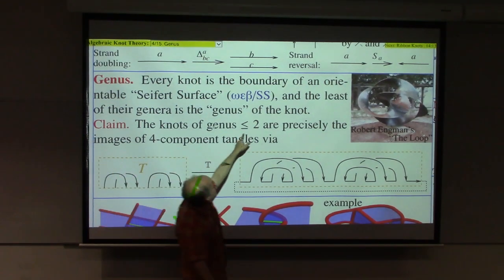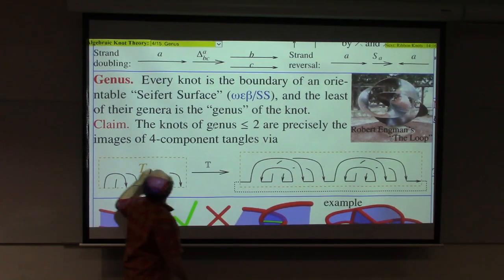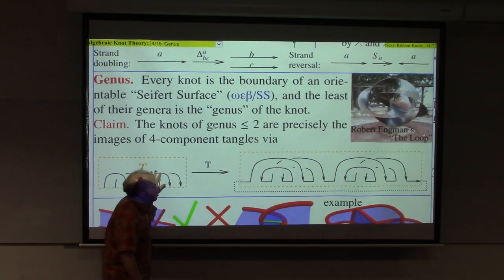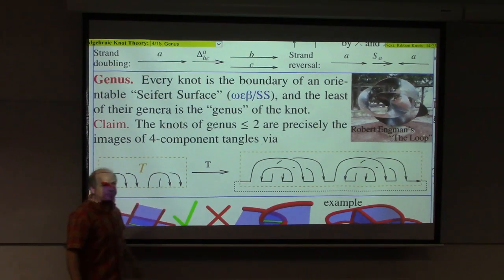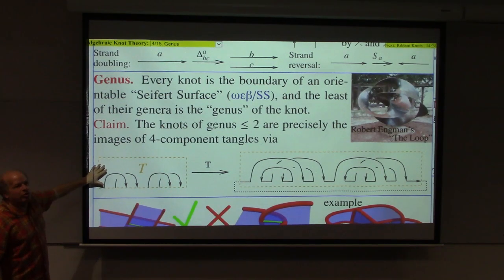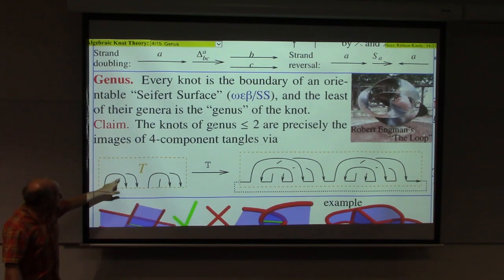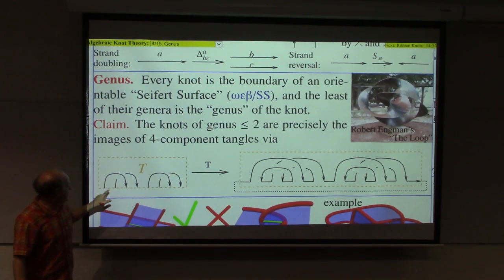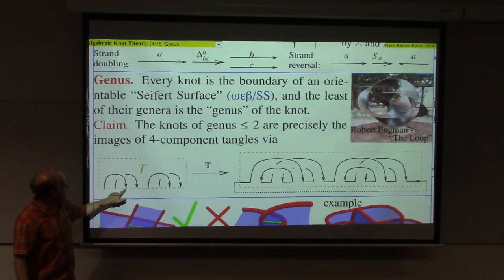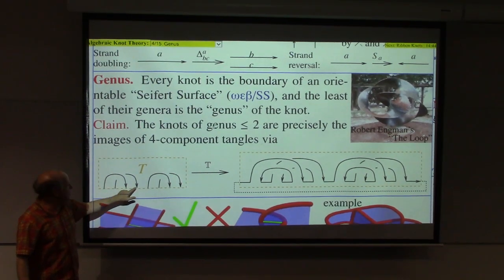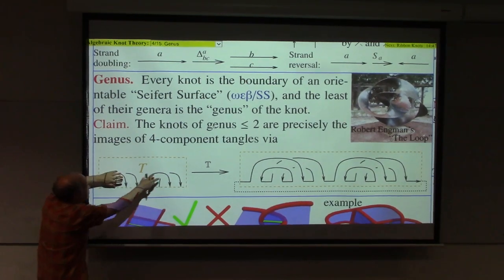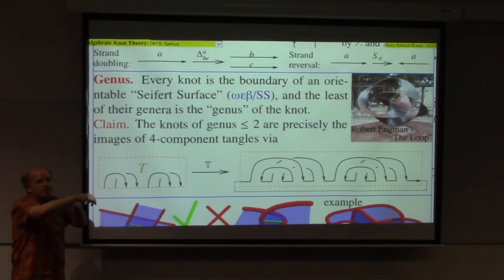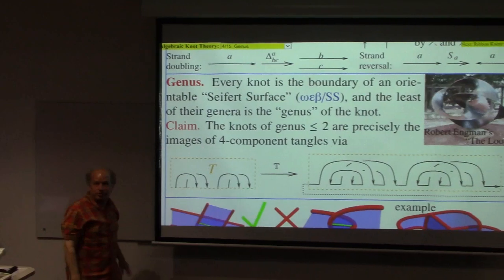the knots of genus less than or equal to 2 are precisely the images of 4 component tangles via the operation shown here. So let me explain. So suppose you have a 4-component tangle, and let me insist that the components will be organized in this way. So there are 2 pairs of 2, and the input of the first one is here, the output is here, the input of the second one is here, the output is here, and likewise for the rest. But of course, in here, in T, the components might be knotted with each other in any crazy way you want, okay?